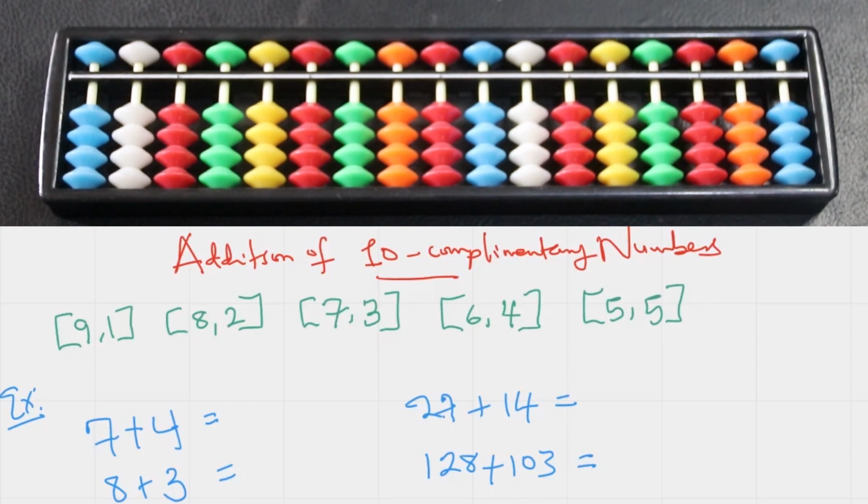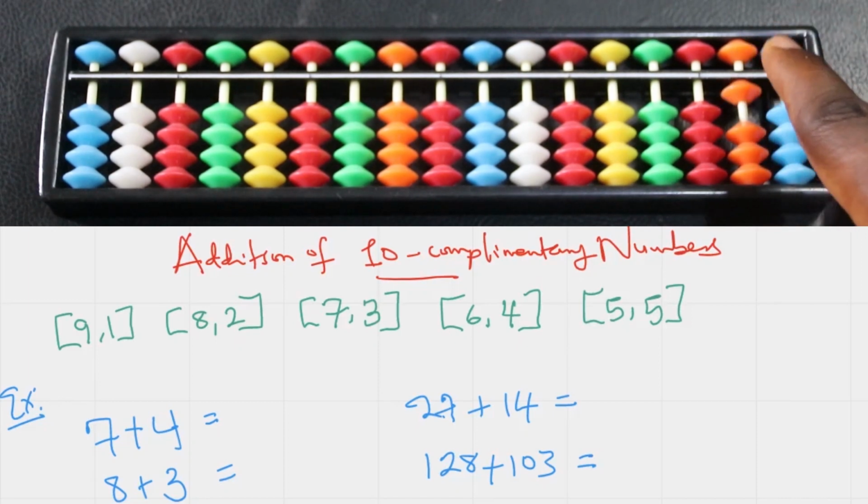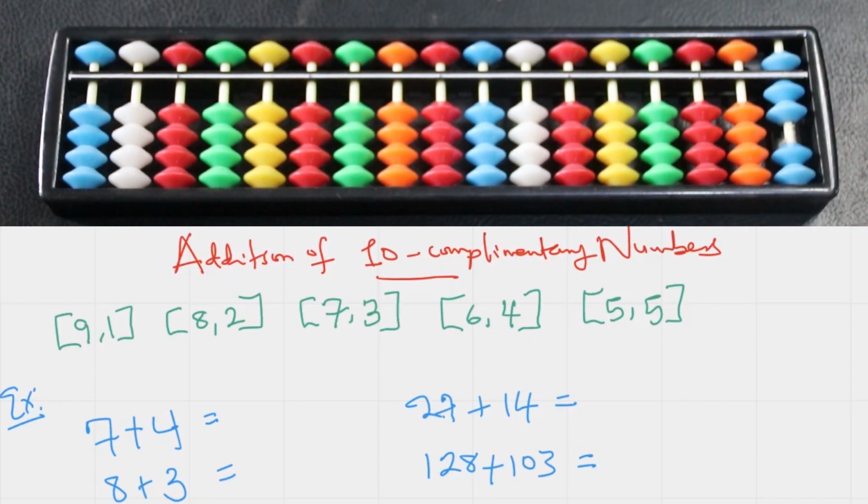So in trying to solve the problem, remember our principle. When you are adding, you add the complementary numbers and then you remove the component. So for example, if I want to add 7 and 4, this is 7. I want to add 4. Remember, what is 10 on the Abacus? This is 10, 1, 0. That's 10 on the Abacus. So I have 7. I've been asked to add 4 to it.